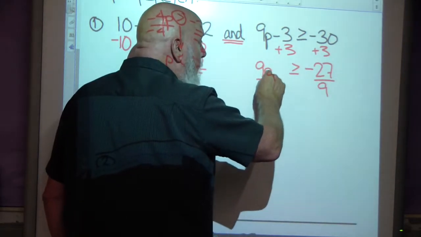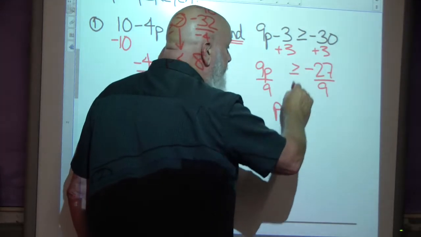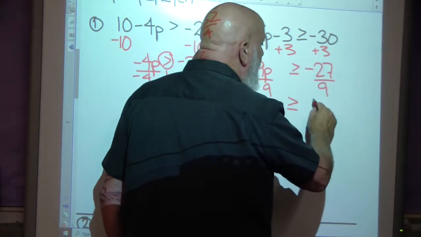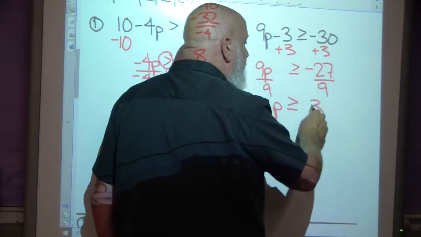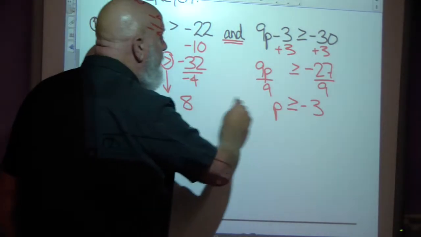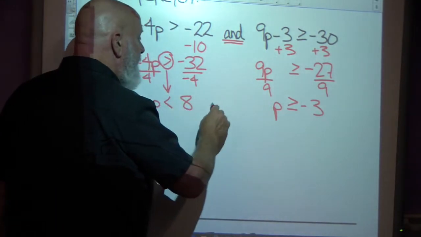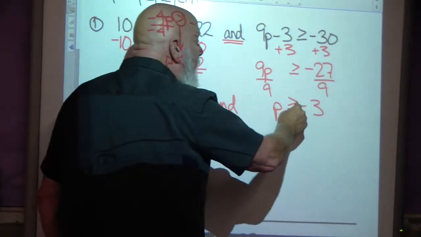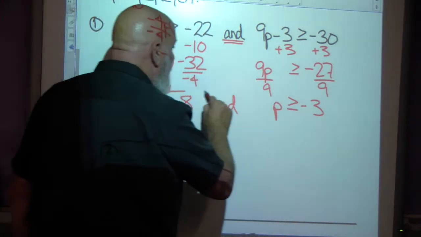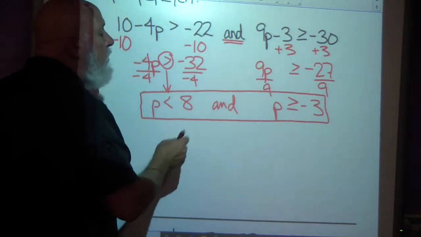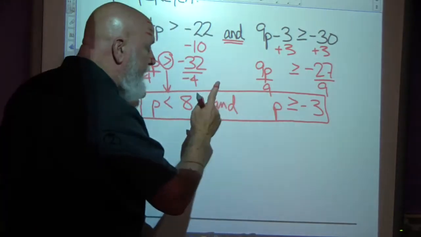9 over 9 is 1. 1 times p is p. This does not change directions because I divided by a positive. And 27 divided by 9 is 3. If one of the numbers is negative, the quotient is negative. And so I've got two situations here. I've got p is less than 8 and p is greater than or equal to negative 3. That's our solution. It could also be written as one statement.